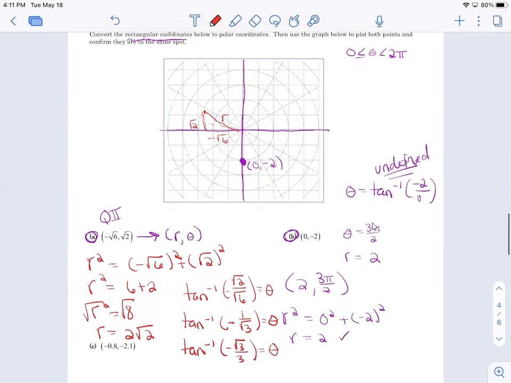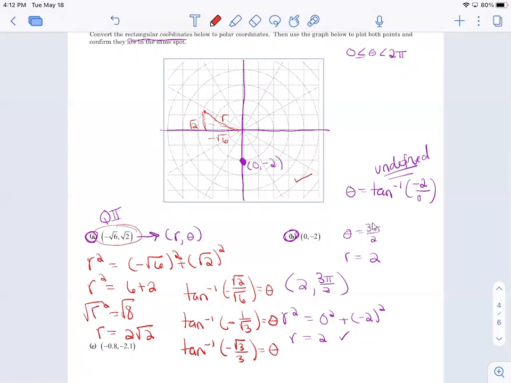All right. You have to remember where you're located. We're in quadrant 2. So some of us might be inclined to say, no, theta is negative pi over 6. That's not true, because negative pi over 6 would put me in this quadrant. I need to be in the same quadrant as where this is located.